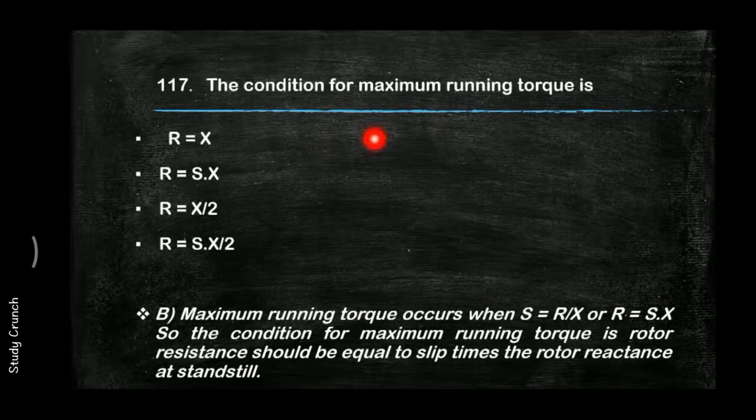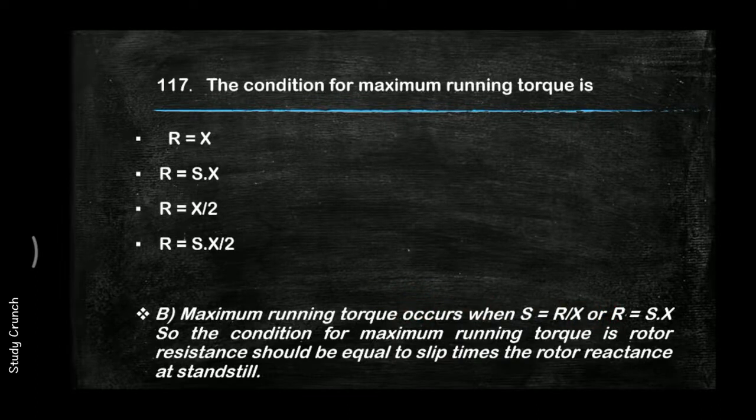Next, the condition for maximum running torque is R equal to S into X. That is, maximum running torque occurs when S is equal to R by X. So the condition for maximum running torque is that the rotor resistance should be equal to slip times the rotor reactance at standstill.